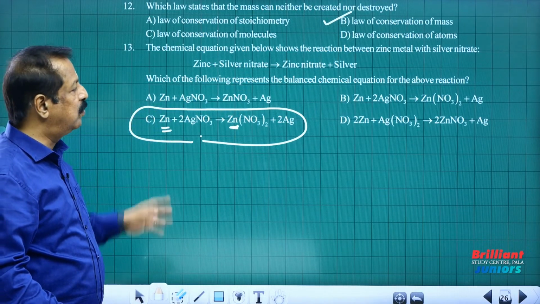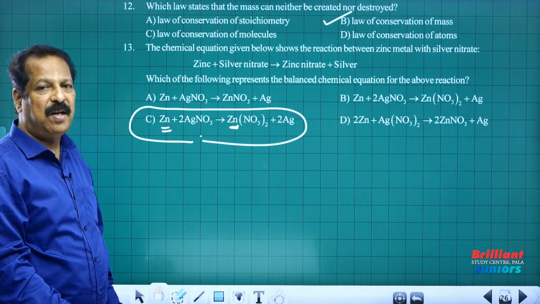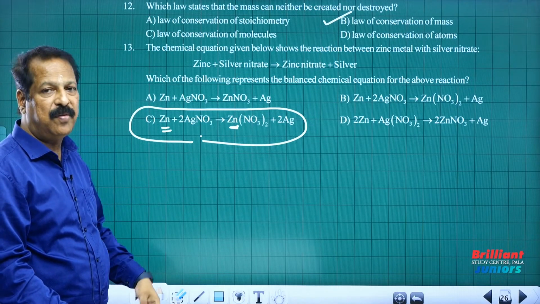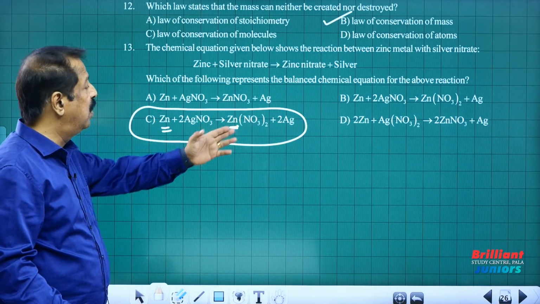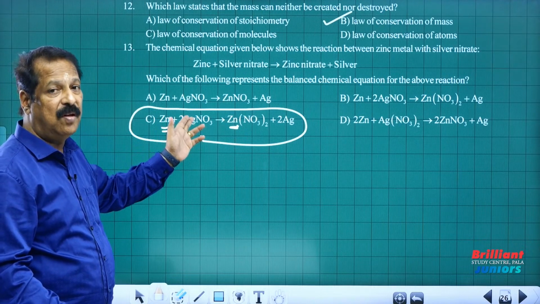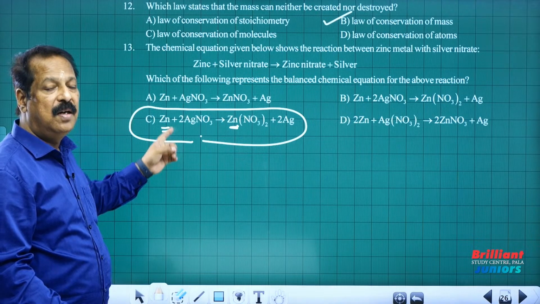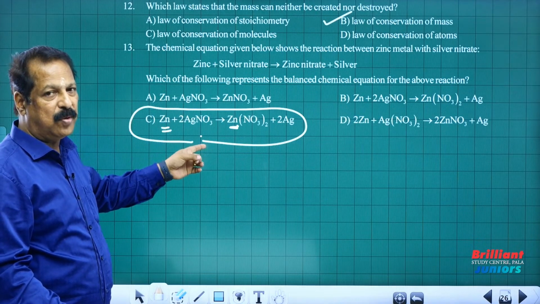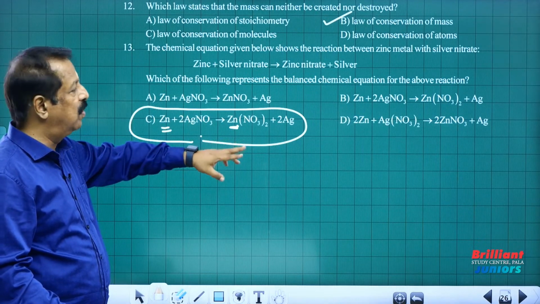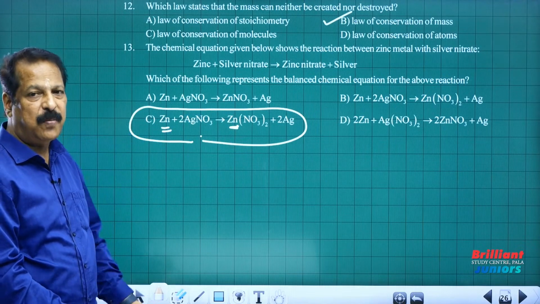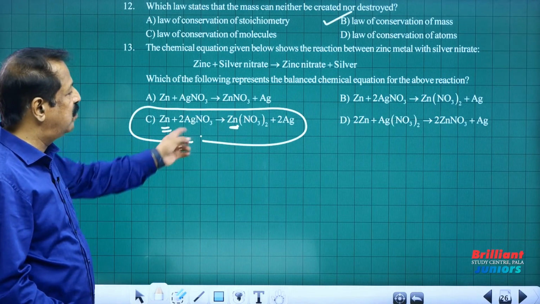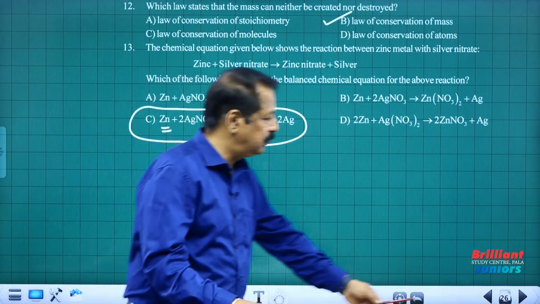This is an example of a displacement reaction, because silver was displaced from silver nitrate by zinc. A more electropositive metal displaces a less electropositive metal from its compounds. So this is an example of a displacement reaction, and this is a balanced equation.